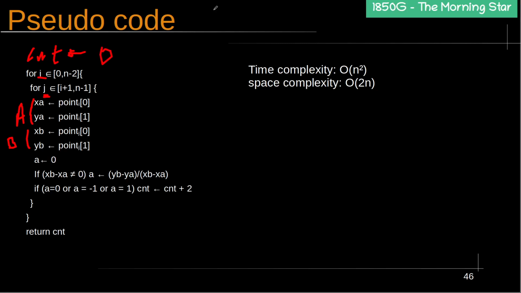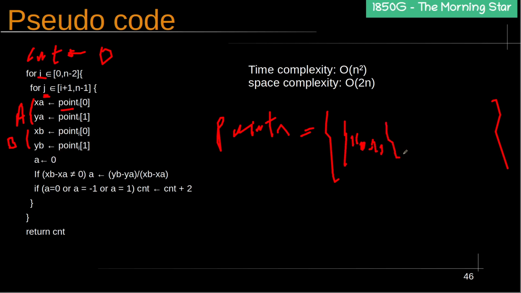Okay. The time complexity of this code is quadratic, and for the space complexity I have to use the points, the array of pairs, the inputs. I will put the points in pairs in this array: x0, y0, this is the first pair, until xi.